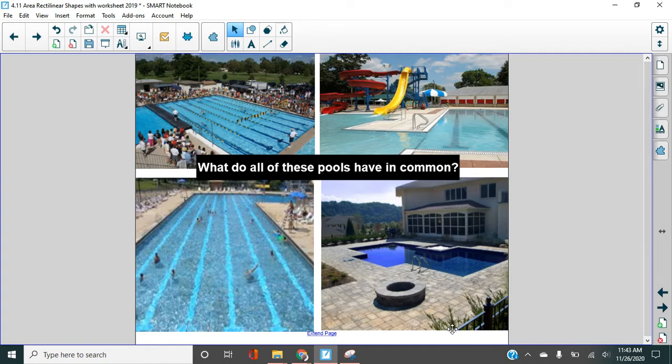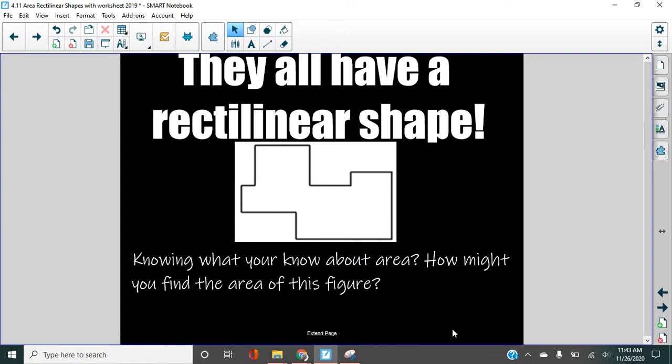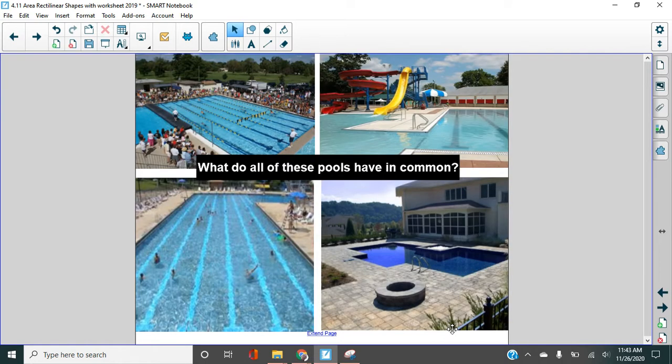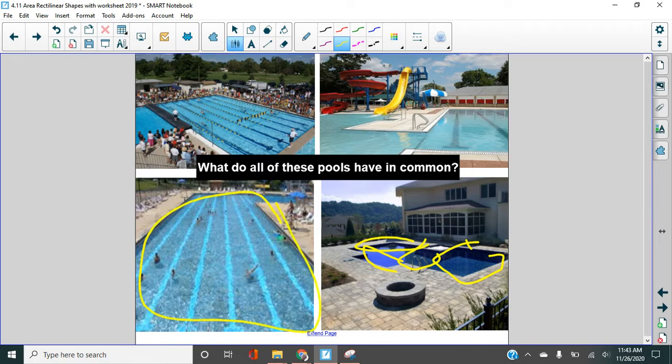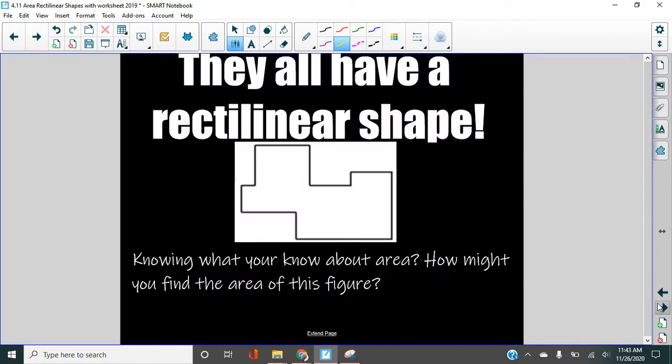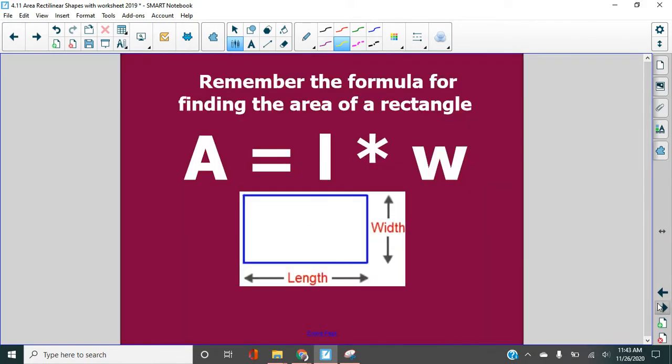All right, all of these are what are called rectilinear shapes, and I wouldn't expect you to know that word. But if you look at rectilinear shapes, they are all made of connecting rectangles, right? So if you look at the pools here, here's a rectangle, and here's a rectangle, here's a small rectangle, here's a rectangle. On this one, here's a big rectangle, there's a little rectangle there. Okay, so these are all rectilinear shapes. Now, we're going to be finding the area of these rectilinear shapes.